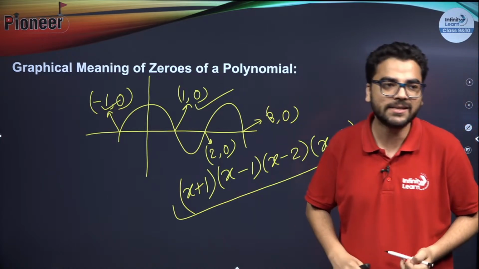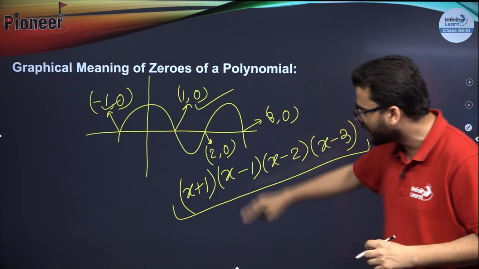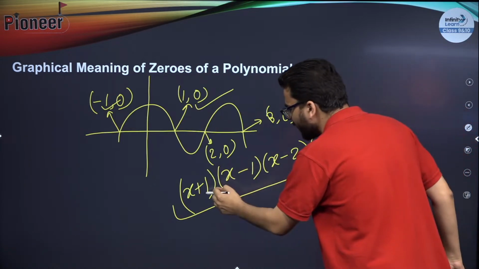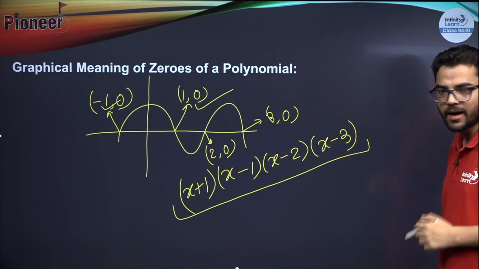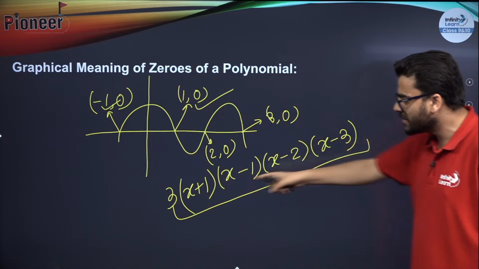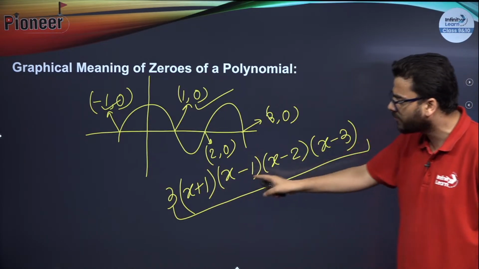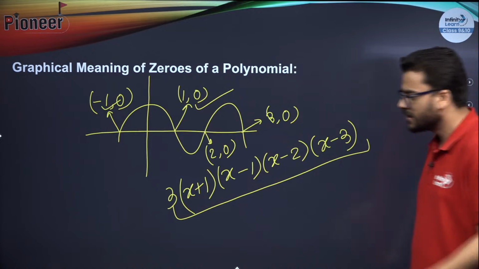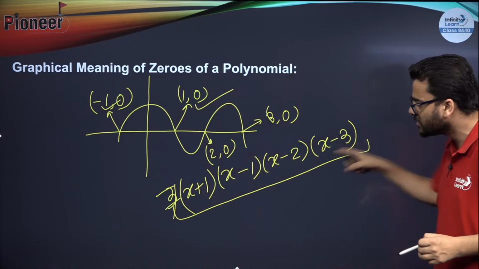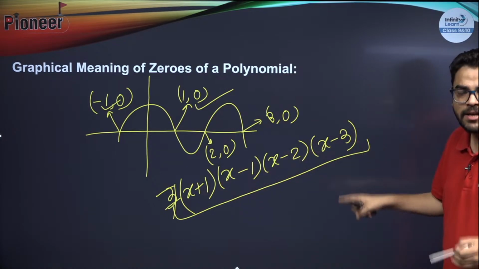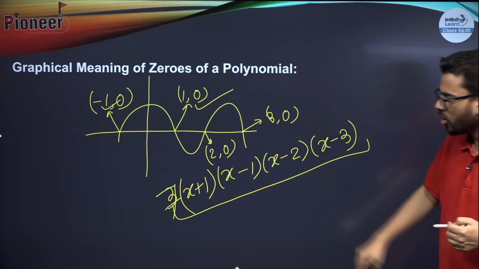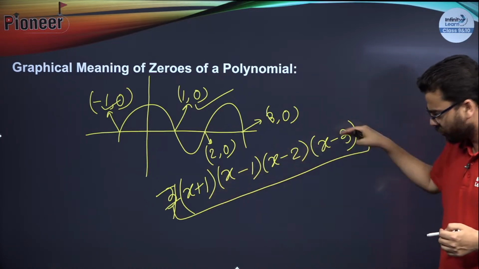There are infinite such polynomials whose zeros are these. You got that logic? Simple logic is, see the zeros of this polynomial, they are -1, 1, 2 and 3, right? Suppose I multiply by 3 over here. Then also this polynomial is going to have zeros equal to -1, 1, 2 and 3, yes or no? Suppose I multiply this by 7, then also this is having zeros equal to -1, 1, 2 and 3. So what does it mean? There are infinite such polynomials whose zeros are -1, 1, 2 and 3.